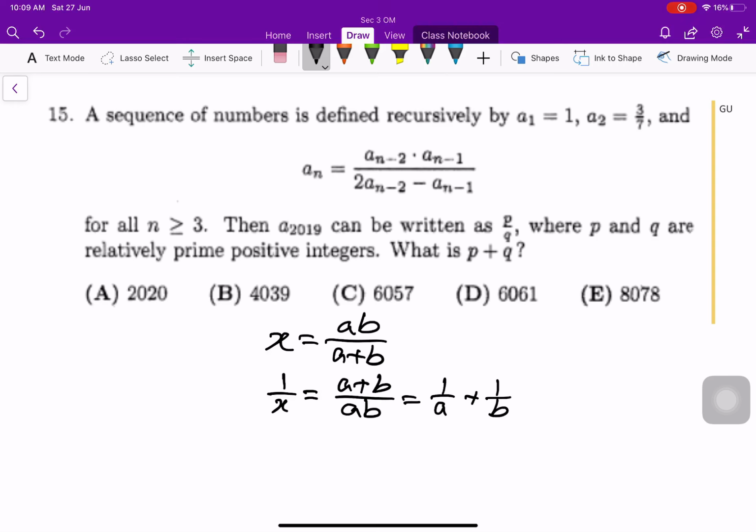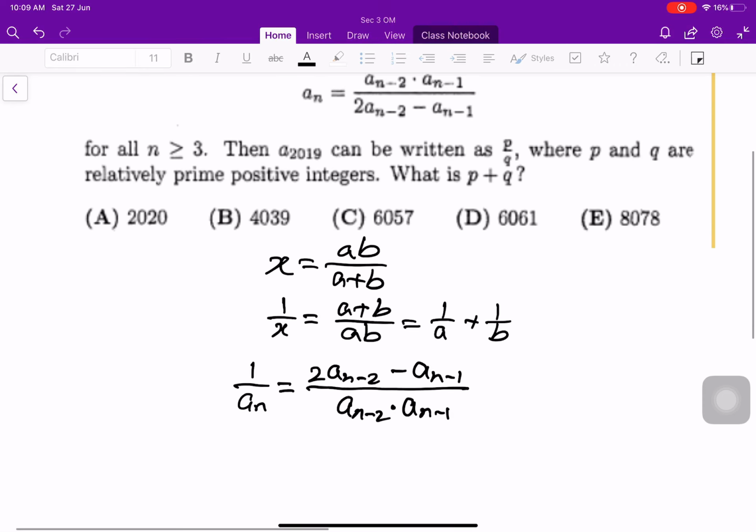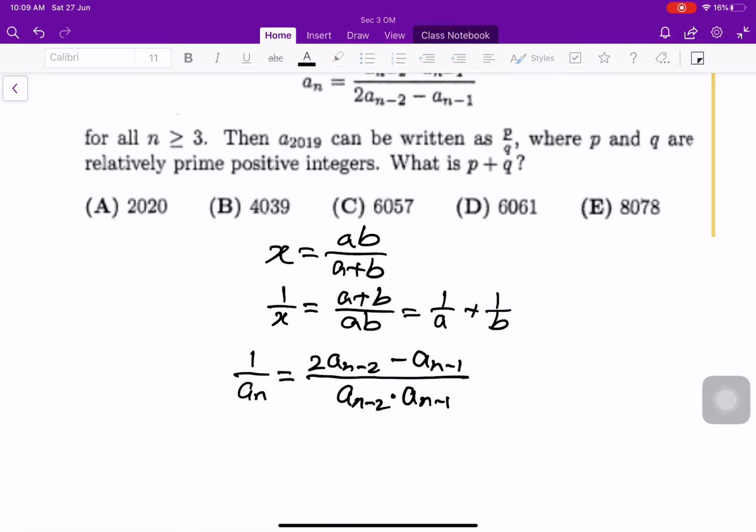Can you see that when you look at An, basically there's nothing much that you can simplify. But if you look at 1 over An, then you realize that you will end up with 2An minus 2 minus An minus 1, and then divided by An minus 2 multiplied by An minus 1, right? Therefore, take note, the denominator is multiplication, and in this case it gives me a chance to split them.